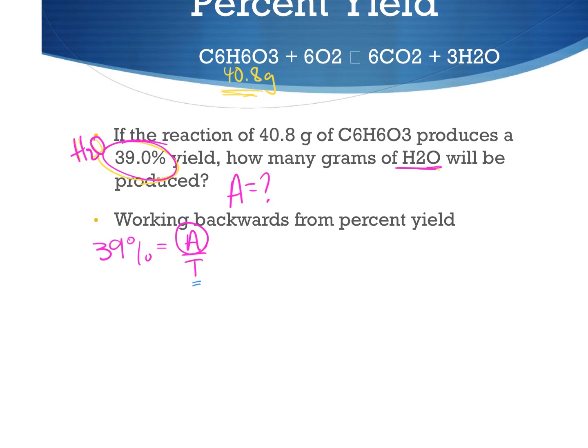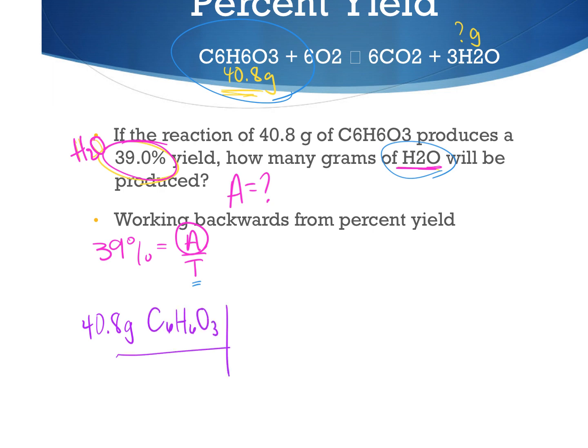Do I start my T-chart with 39%? No, I start with 40.8 grams. And what substance am I going to? H2O, water, right? Because it's asking about percent yield of water. So I'm going to find out how many grams of water the reaction should produce. Okay, so let's start with what we know. 40.8 grams C6H6O3. And let's walk it through just like we normally do.